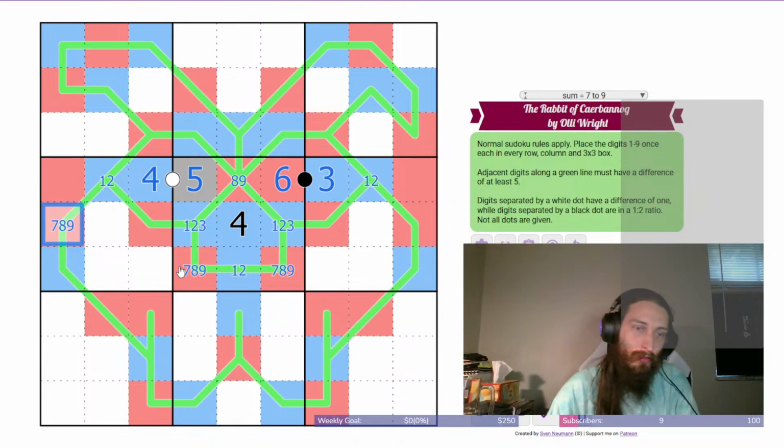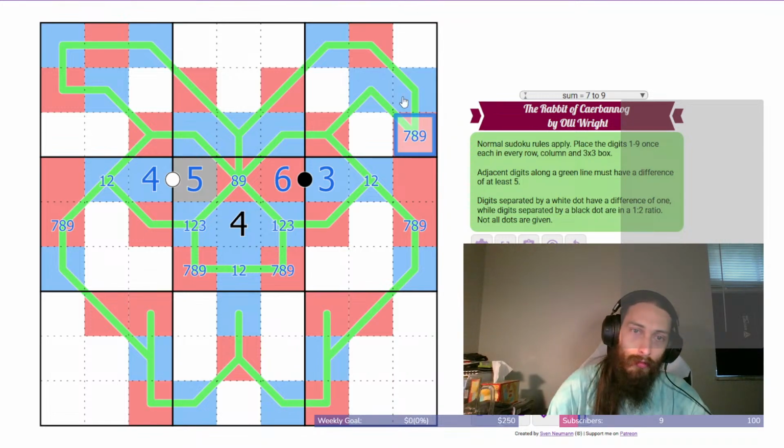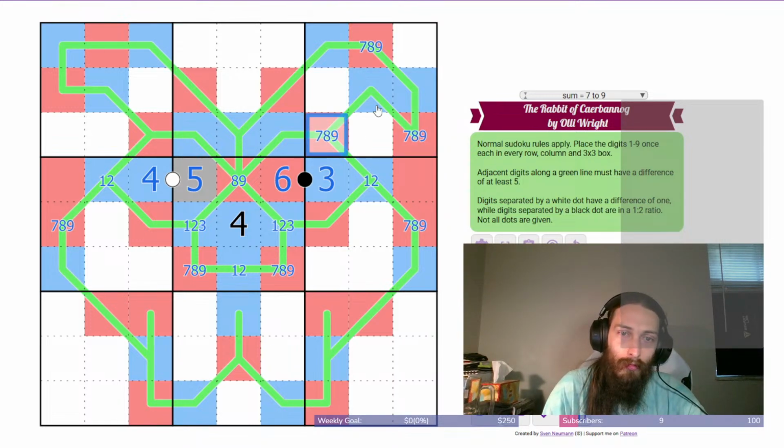Well, this one can't be a 6. But this one could. That one could, this one can't. This one can't. This one can't. And this one can't. It's got 2 in the same column. Well, this can't be a 6 because it sees 1.